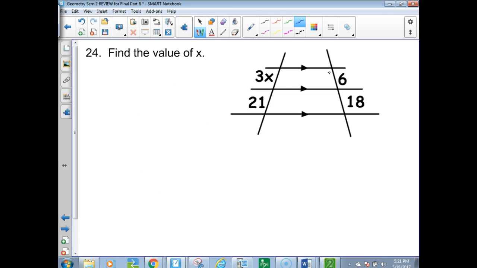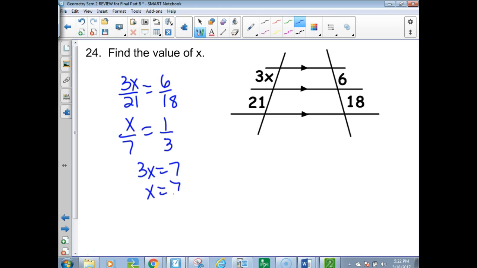24, if you have two transversals cut by 3 parallel lines, then they are proportionally divided. So these pieces are proportional. So 3x is to 21 as 6 is to 18. Now this is reducible, so I'm going to do that so I don't have to go grab the calculator. 6 over 18 is 1/3. So 3x equals 7. X should come out to 7/3.